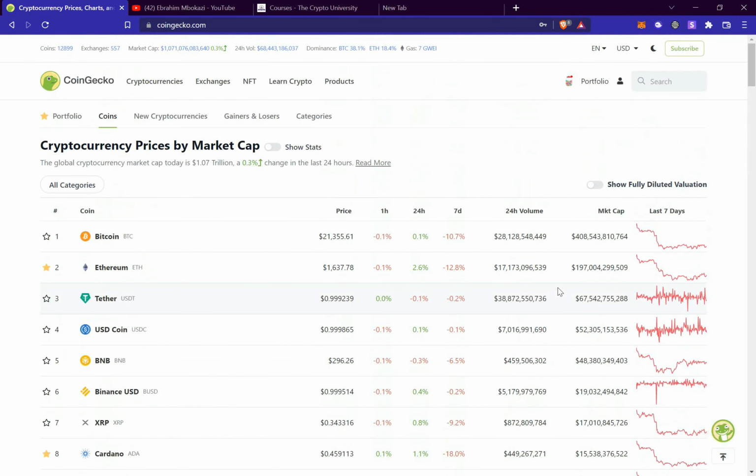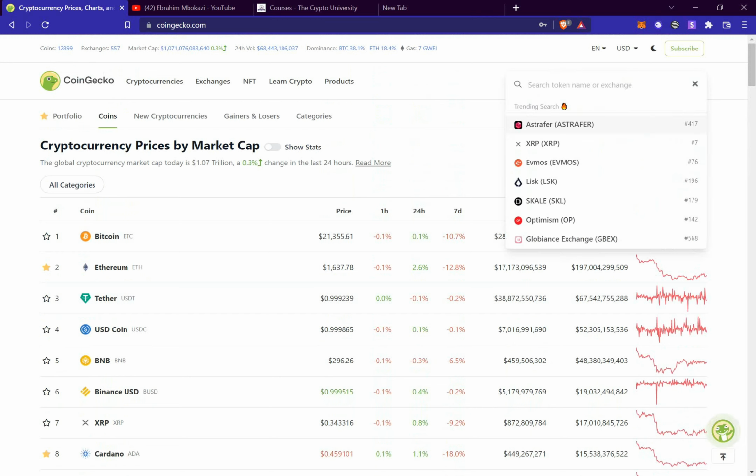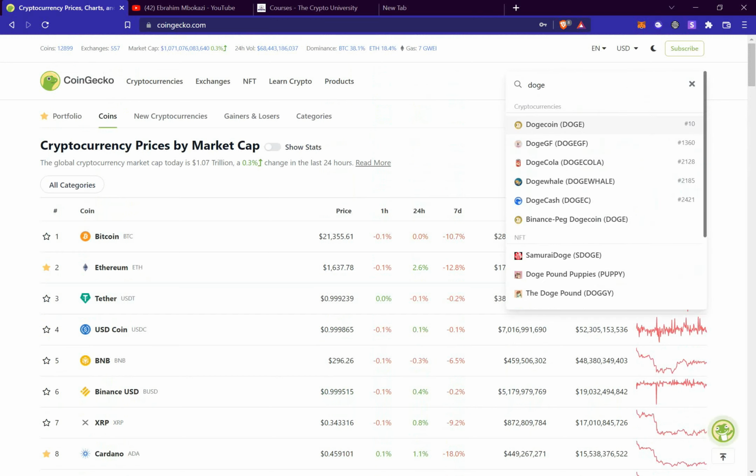Now let's just say there's a cryptocurrency or crypto token that you've just heard about and you want to find out more about that token. Let's just say you heard about Dogecoin. You would come here, search Doge, and here's Dogecoin, and then we click on Doge.